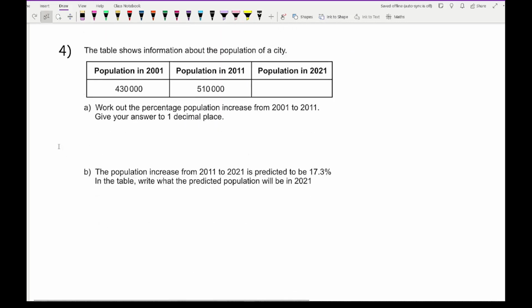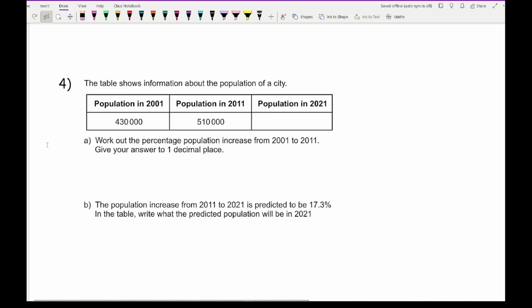So moving on to question 4, it says a table shows information about the population of a city. Work out the percentage population increase from 2001 to 2011. Give your answer to one decimal place. Now don't be confused by the population. Basically what this question is looking at is percentage increase or percentage change. So this is the difference divided by the original, multiplied by 100. That's what you want to be typing into your calculator.